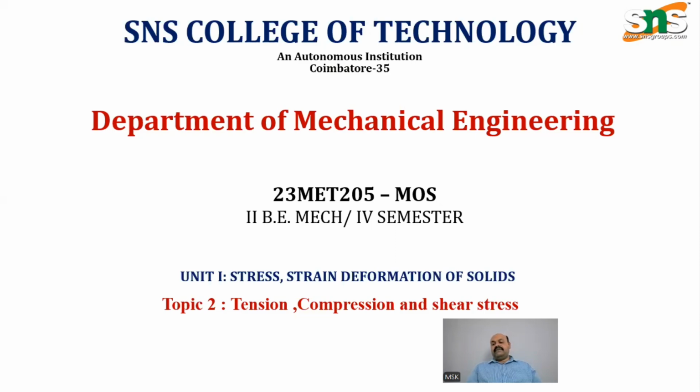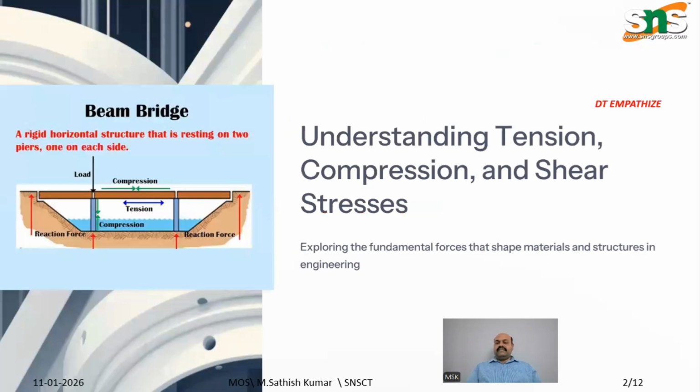And we have studied what is stress and strain and Hooke's law. And we have taken certain examples like the crash test of a car and a hammer used for nailing a nail. These are all the things we have seen in the last class. So in this class, we will discuss the three different stresses: one is tension, another is compression, another is shear. So we are exploring these fundamental forces that shape materials and structures in engineering.